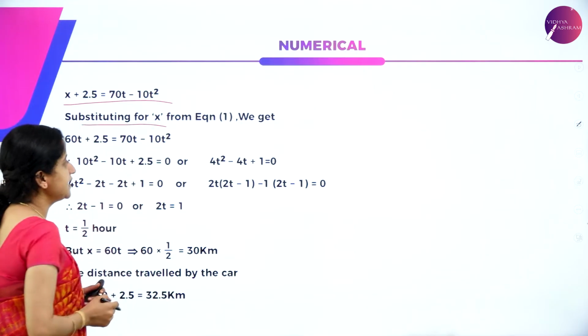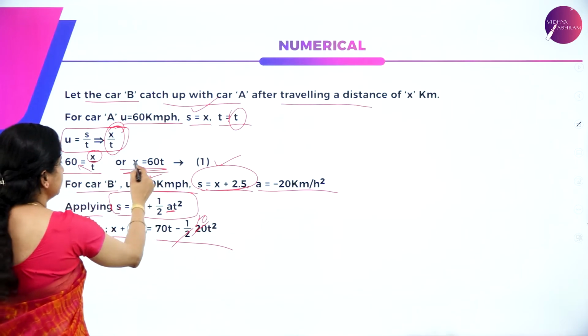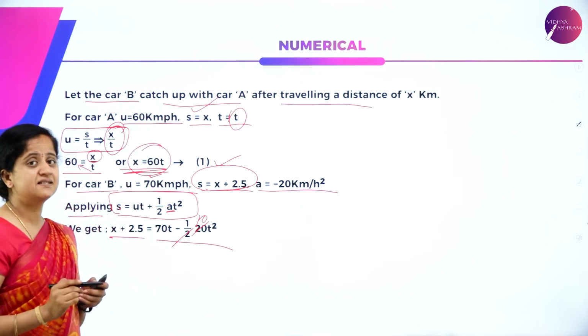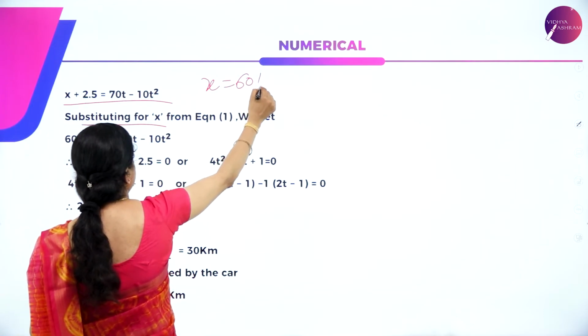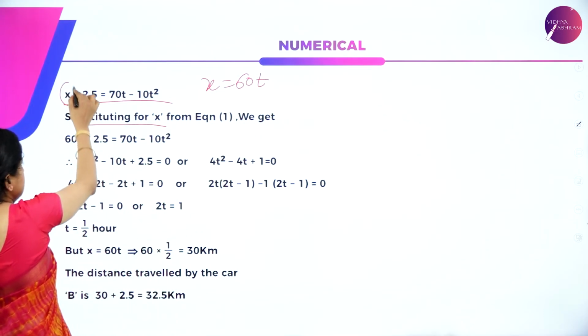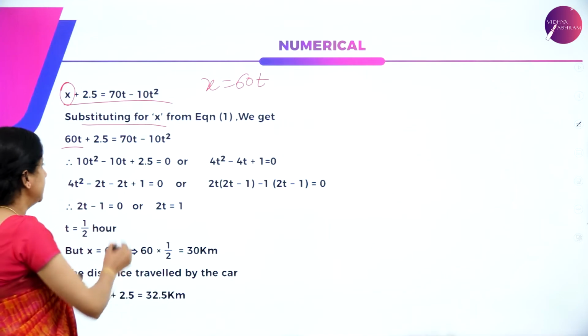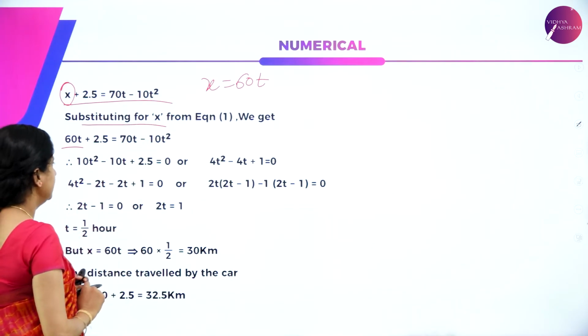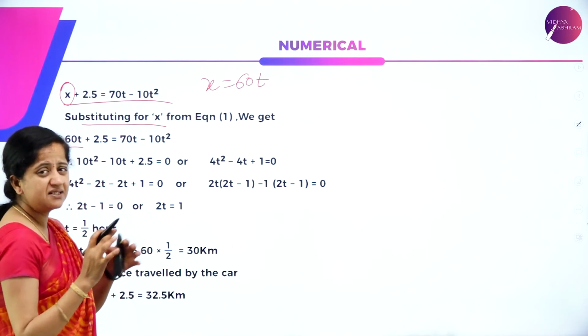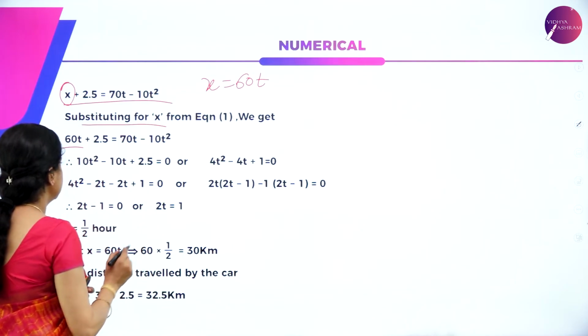So substituting x from equation 1, look at equation 1, what is x? It is 60t. So let us now substitute the x value, 60t, from equation 1 here. In the place of x, we are substituting 60t plus 2.5, which is equal to 70t minus 10t square. So let us now rearrange these terms for further simplification.